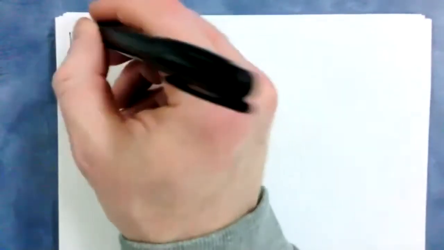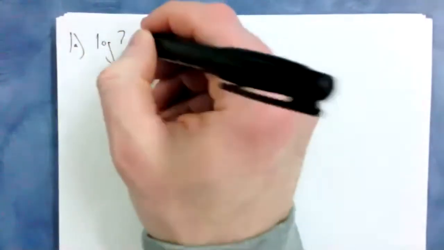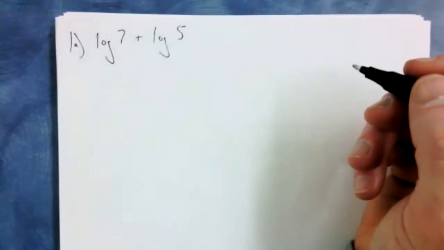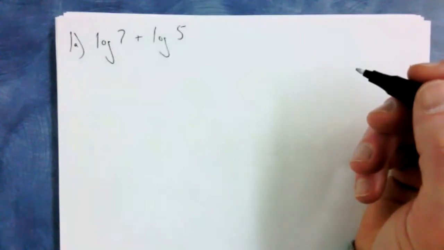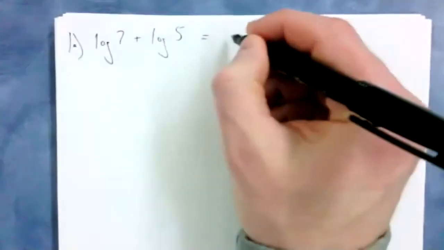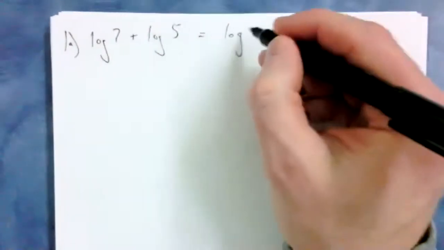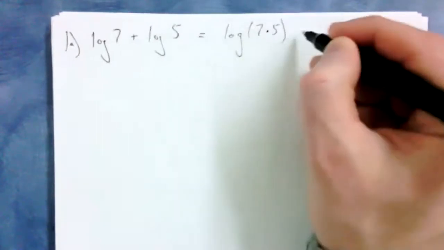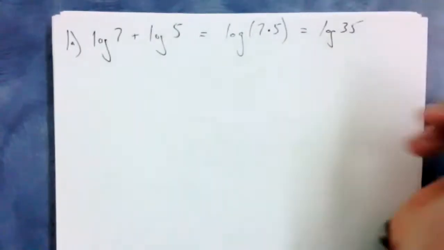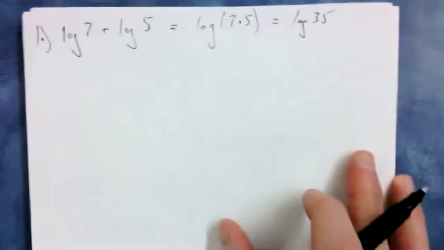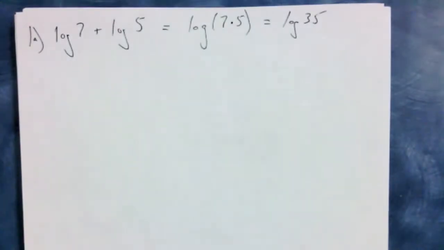First one, 1A, it says express the following as a single logarithm. So we've got log of 7 plus log of 5. Do you remember already what you do with this? What happens to the 7 and the 5? Multiply. So it's log of 7 times 5, which is log of 35. Okay, any problems with that?